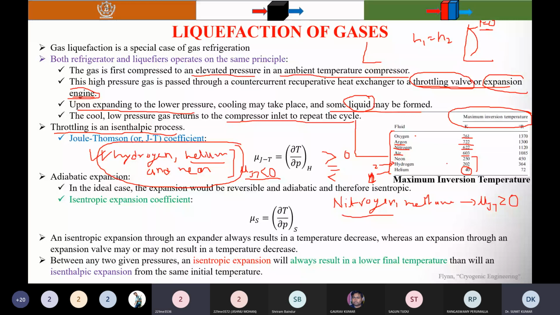So if temperature A is below the maximum inversion temperature, then the curve will be like this, and mu JT can be positive. So you know that cooling occurs on the left-hand side of the inversion curve. If the temperature is above this, that's why we need a pre-coolant for neon, hydrogen, and helium, because their maximum inversion temperatures are very low: 250, 202, and 40 Kelvin.